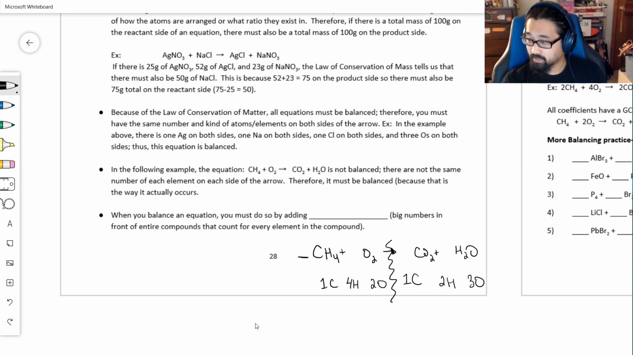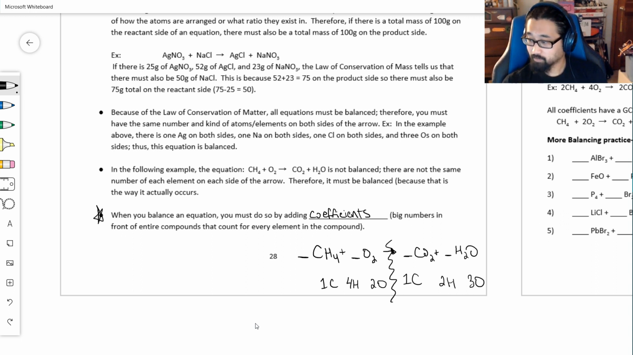The way that we balance it, and I'll leave blanks here like this, because I'm talking about this bullet point, is when we balance an equation, we do so by adding coefficients, which are big numbers in front of a whole compound, and they are a multiplier. You multiply that number by each element in the compound. If there's no coefficient, the assumed number is 1, but I'm going to use coefficients to fix my problems.